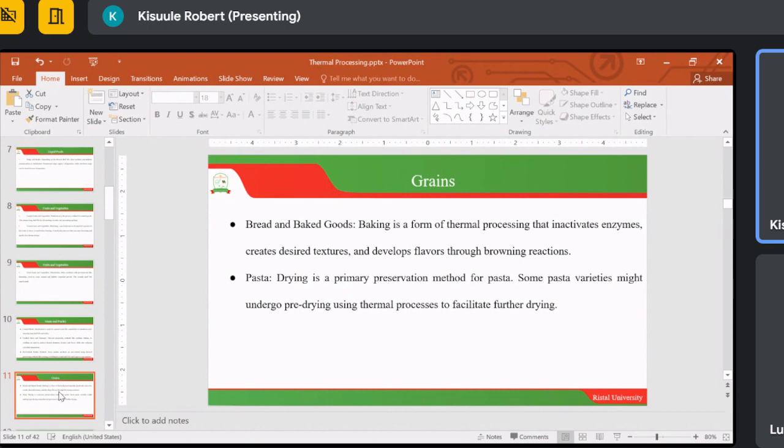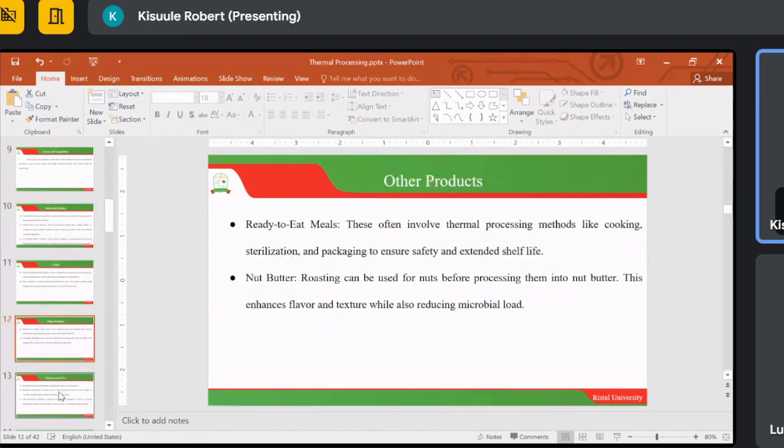For the pasta, the macaroni, spaghetti, etcetera, we are saying drying is a primary preservation method for pasta. Some pasta varieties may undergo pre-drying using thermal processes to facilitate further drying or removal of moisture from them.